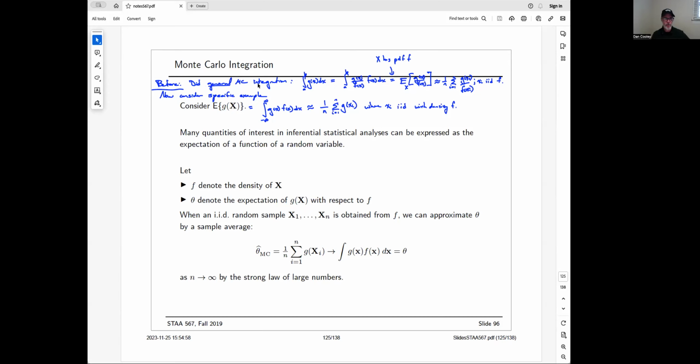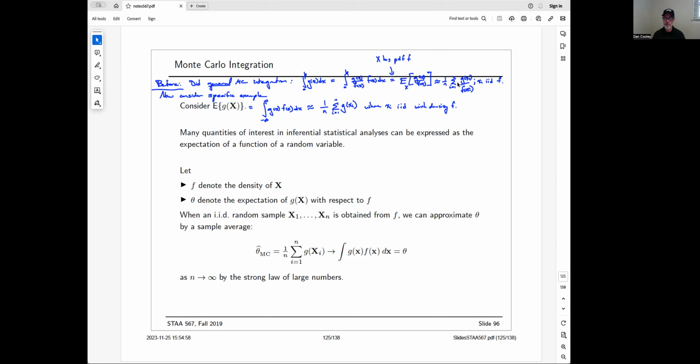What we were doing before was we had some function g and some interval a to b that we wanted to integrate it over. So we found some candidate density f, and we multiplied and divided by that. This looks like an expected value of this ratio. And so what we did was we estimated the integral by just taking the sample mean of those ratios.